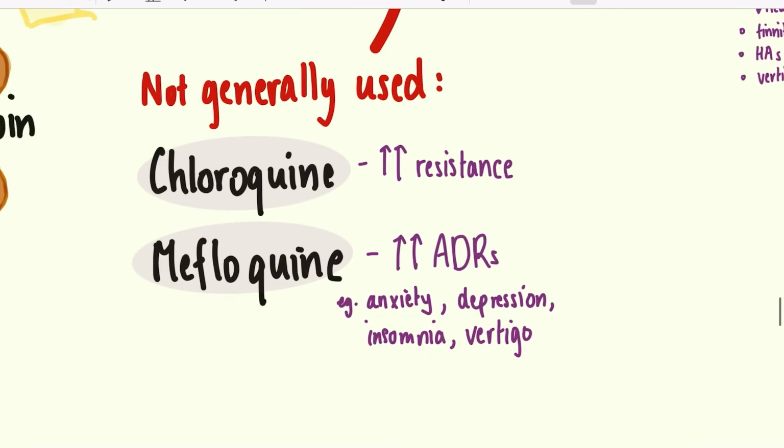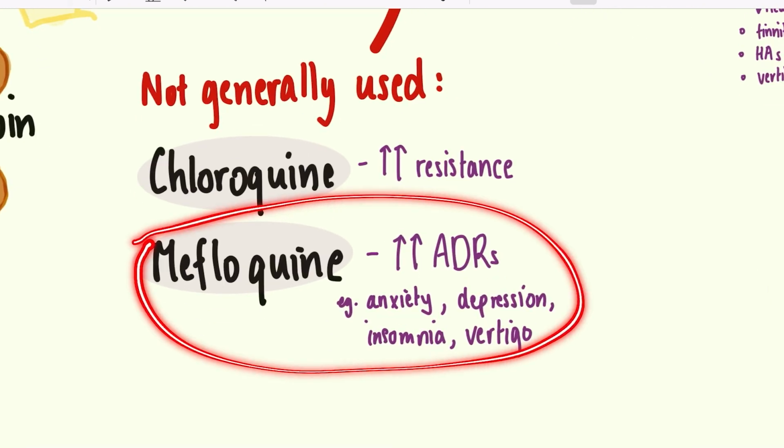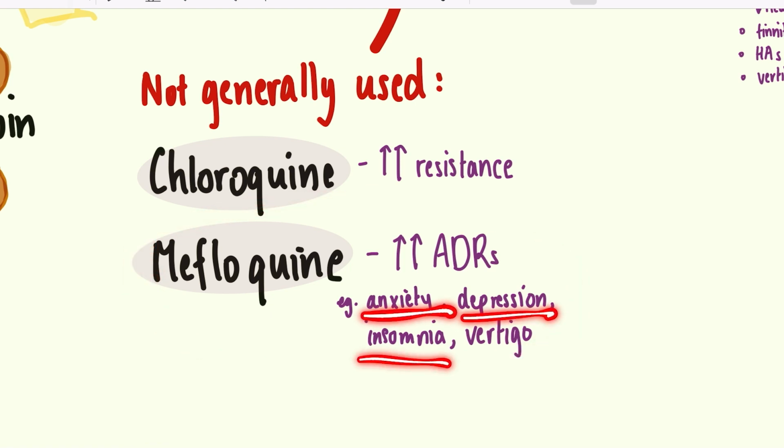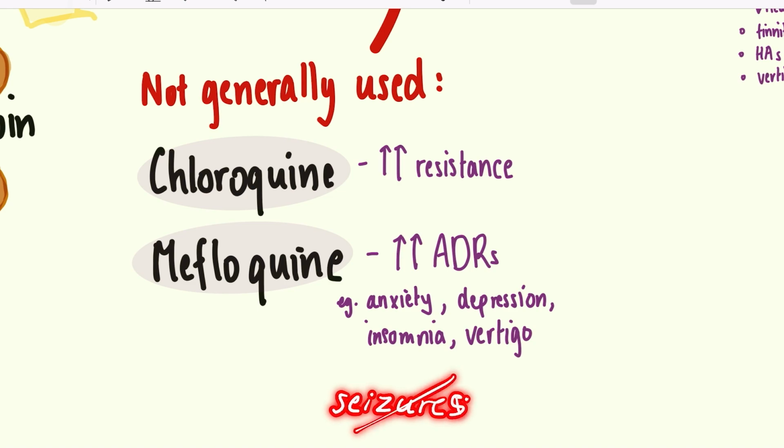I'll end the pharmacology by mentioning mefloquine. So mefloquine is a very, very effective drug. However, it has some pretty weird adverse drug reactions, namely anxiety, depression, insomnia, and vertigo. So these are all psych symptoms or psychiatric ADRs, and so therefore it's usually contraindicated in people who have neuropsychological issues such as seizures.